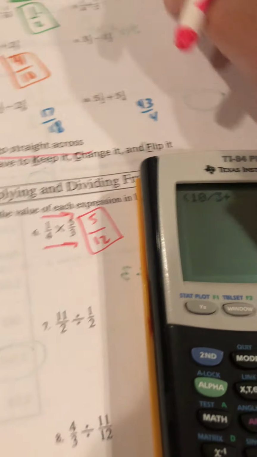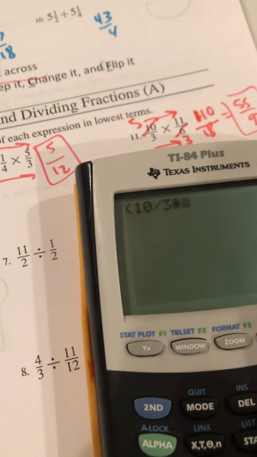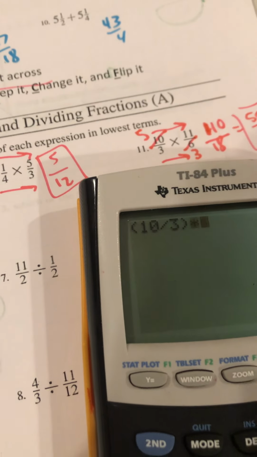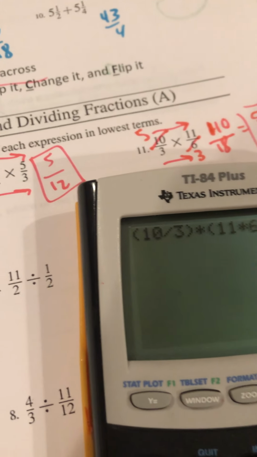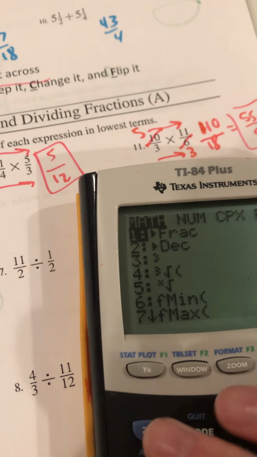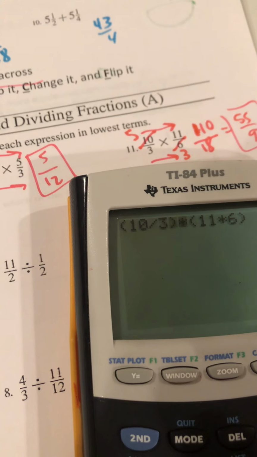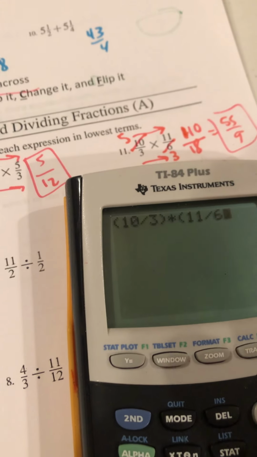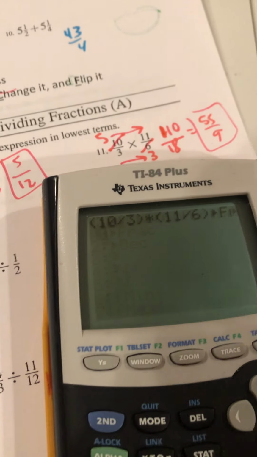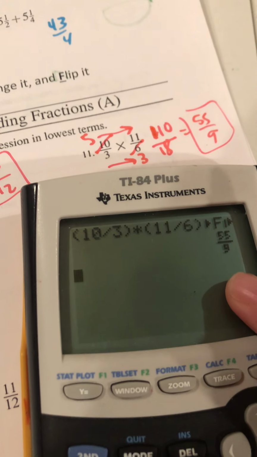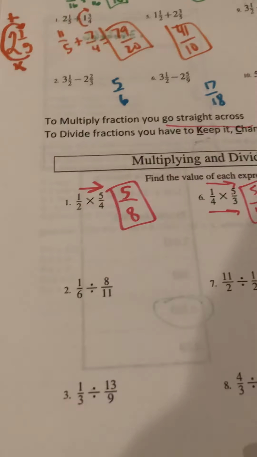Oops, sorry. 10/3 times 11/6, math inner. No, hold on, sorry. Math inner, and it would also give us 55/9. So use your calculator. This is just for quickness, but it doesn't help if you get the wrong answer, right? We want to get the right thing.